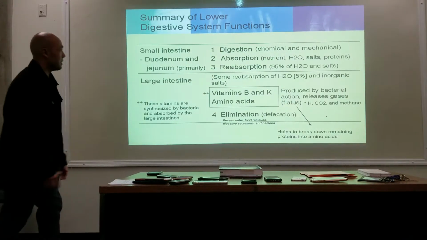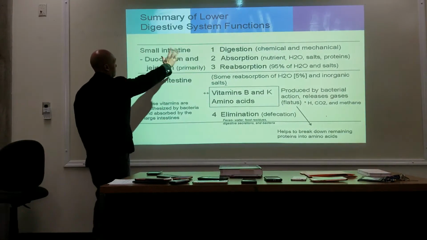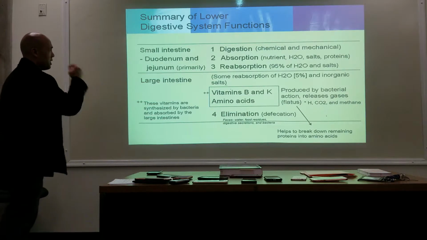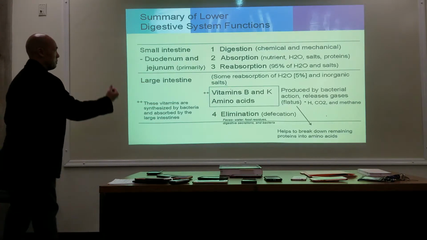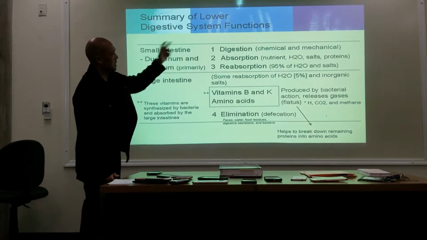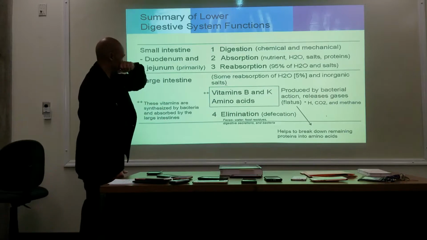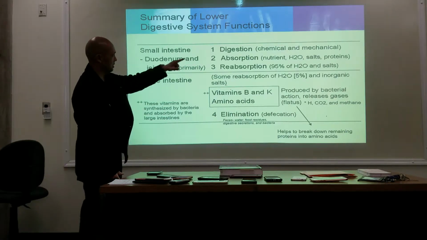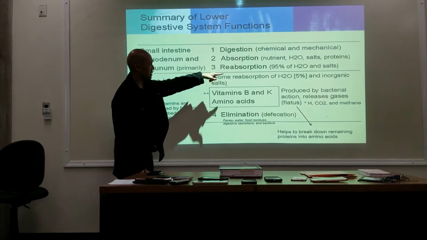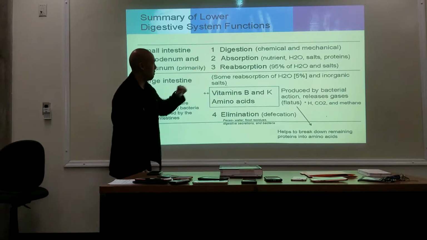Okay, so last week we covered this part. So summary of lower digestive system functions. A majority of the digestion, absorption, and reabsorption occurs here in the small intestine. So digestion of the different foods and fluids, nutrients are absorbed, and then reabsorption of water and also salts occurs here in the small bowel.